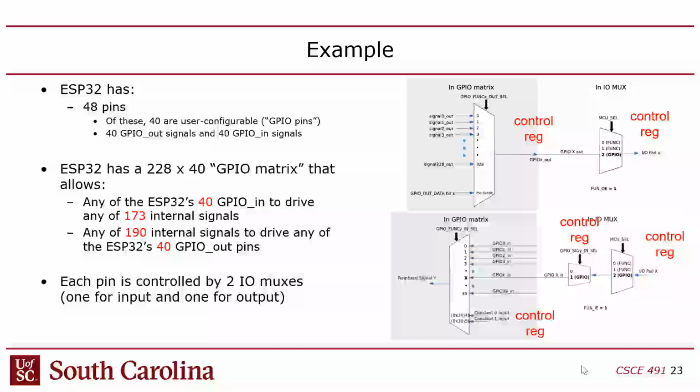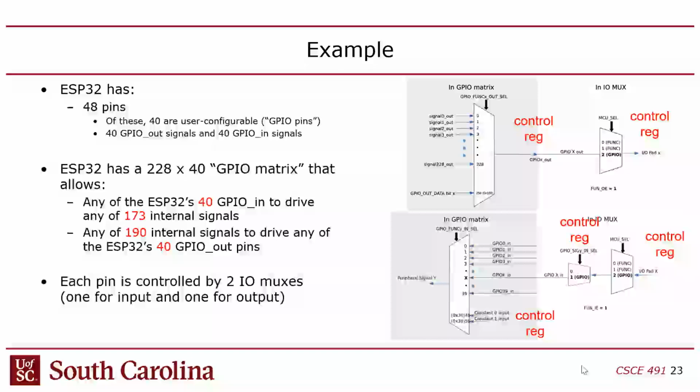Every one of the physical pins, every one of the 40 pins, has a control register associated with it. And that control register controls a mux that allows you to take any of, so there's 173 internal signals inside the chip that could be used as inputs. And there's 190 internal signals that can be used as outputs. Right? So there's 173 things in the chip associated with different peripherals in the system on chip that can be written to, and 190 that can be read from.